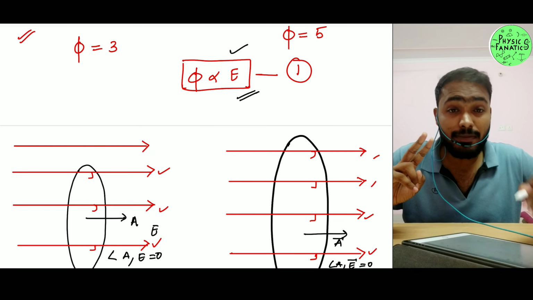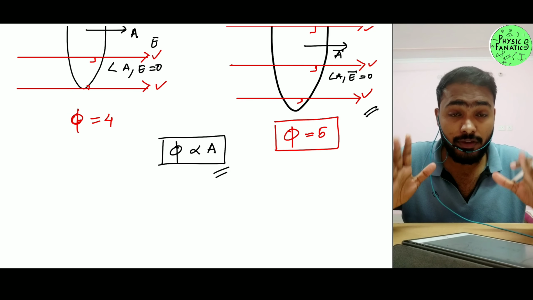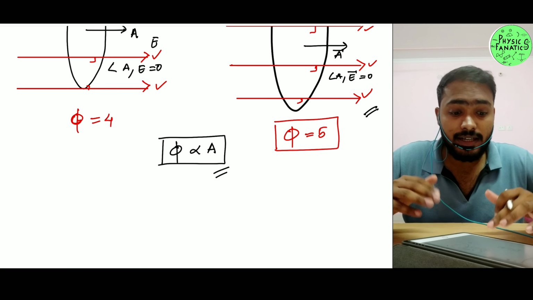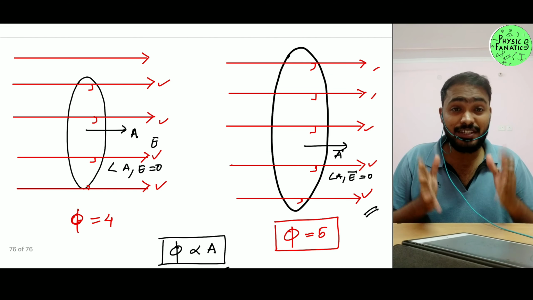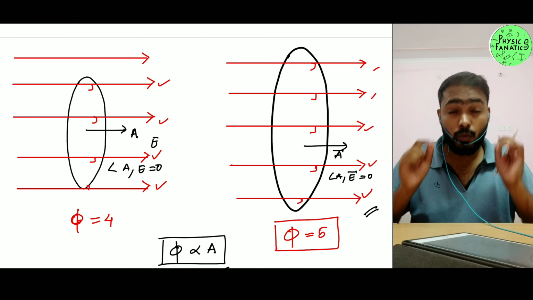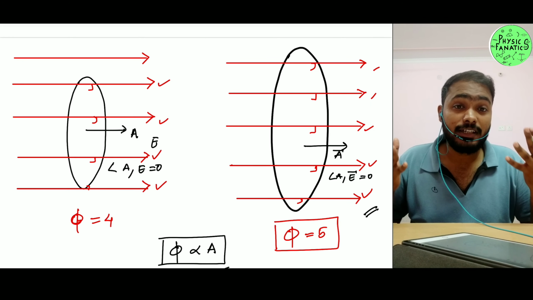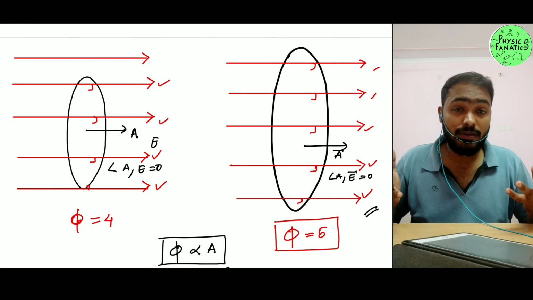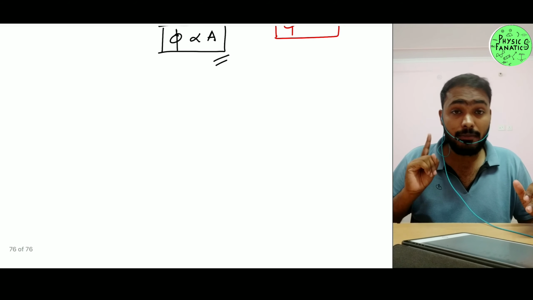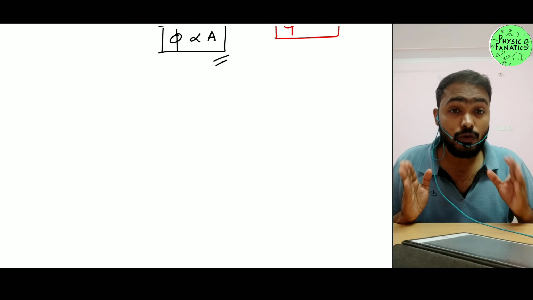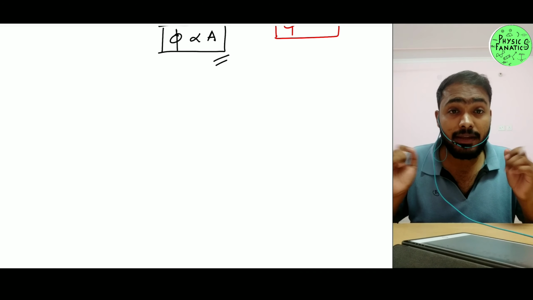Two observations we are able to understand here. First, your flux depends upon the intensity of your electric field. Second, the flux depends upon the area of the surface that we are choosing. In both cases the area vector was making an angle of 0 degrees with the electric field. Now what will happen if the area vector was oblique to the electric field lines? Let's see. Also remember the definition: it gives us the total number of electric field lines passing through a surface normally or perpendicularly.